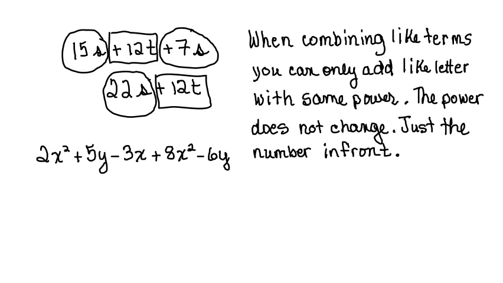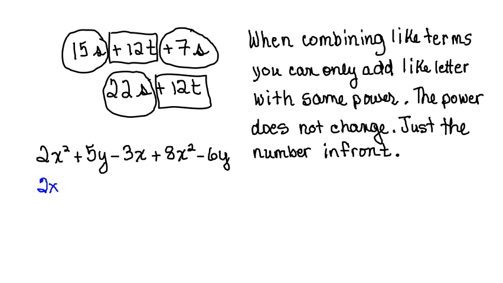Okay, when combining like terms, you can only add same letters that have the same powers. The power doesn't change, it's just the number in the front that changes. And of course, you're going to see lots of little plus and minus signs hanging around. One thing that's rather helpful in doing this is putting like stuff together in a rewrite. It just makes it nice and easier to see.